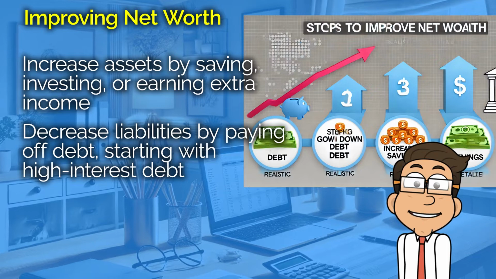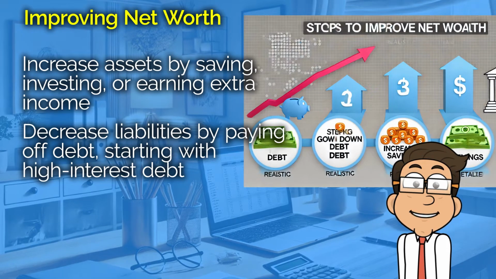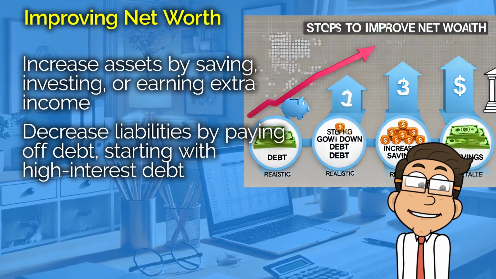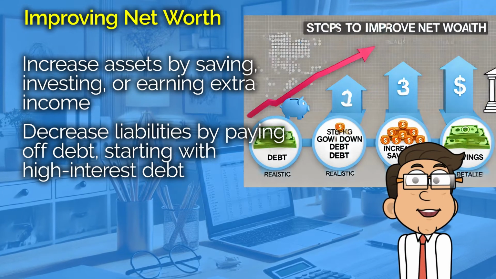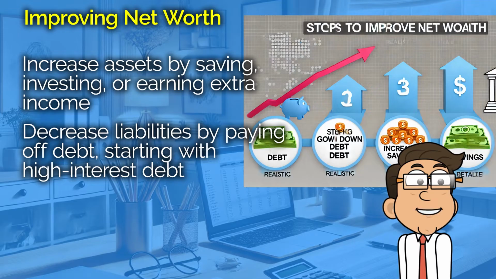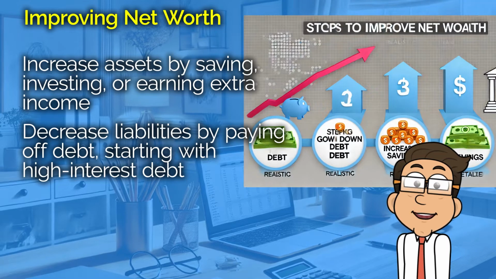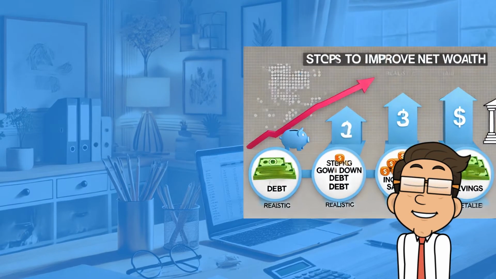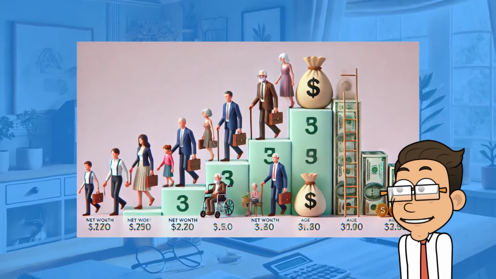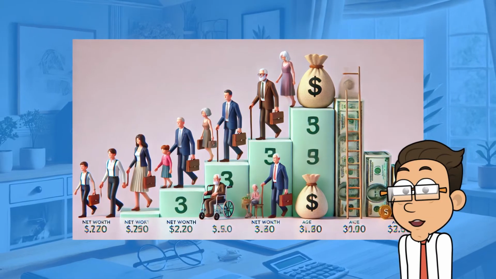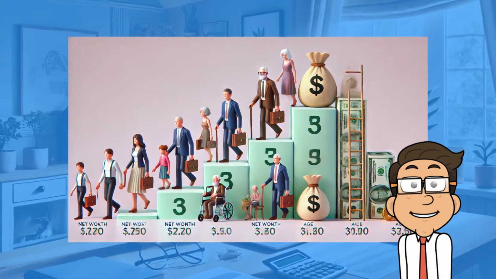Another strategy is to automate your savings so that a portion of your income goes directly into a savings or investment account each month. This way, you're building your assets without even thinking about it. On top of that, consider the power of compound interest. When you invest your money, it can grow over time thanks to compound interest, which is basically earning interest on your interest. This can significantly boost your assets over the long term.